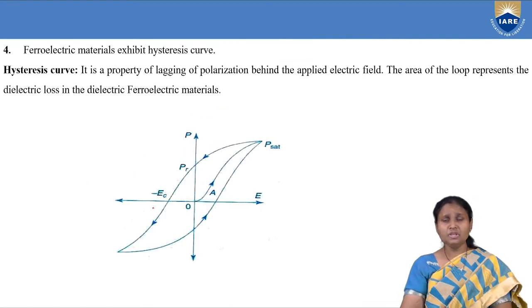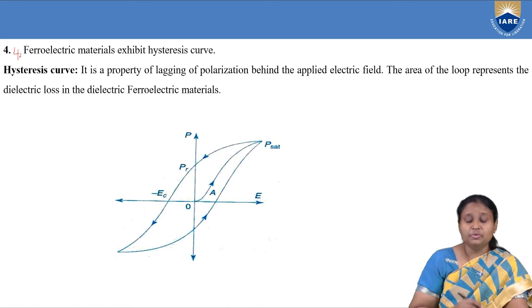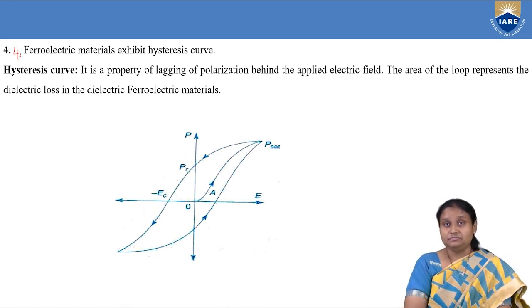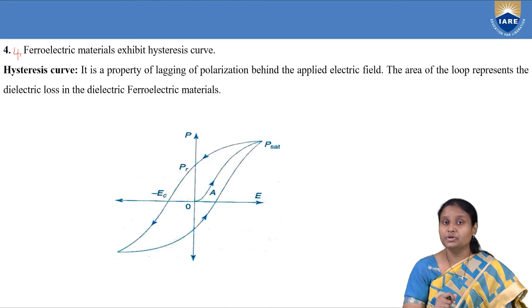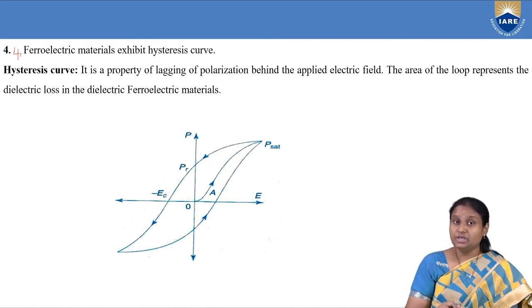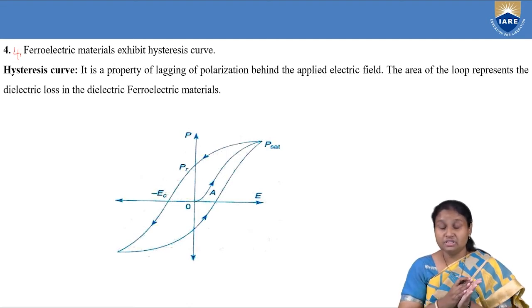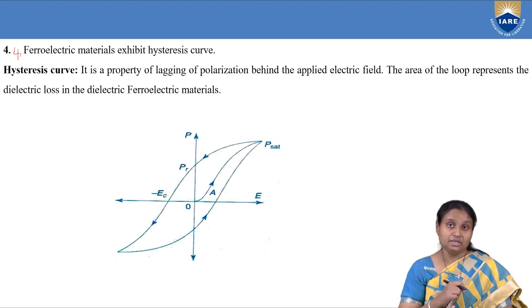Now coming to the fourth very important property of ferroelectric material. This is a very important property, and it also tells us what we mean by having spontaneous polarization even in the absence of an electric field. And it will make us better understand the difference between dielectric material and ferroelectric material.